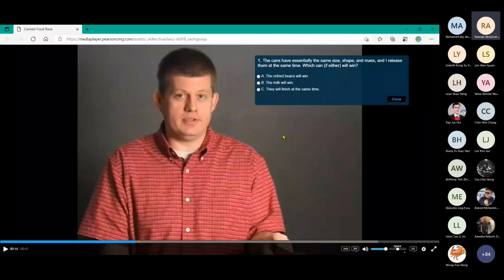So the demonstration is given using 2 tins. One is with the beans, another one with milk. Okay, come on. The question here is the cans have essentially the same size, shape, and mass. And when it is released at the same time, which can will reach first? The refried beans can or milk can, or they will finish at the same time?